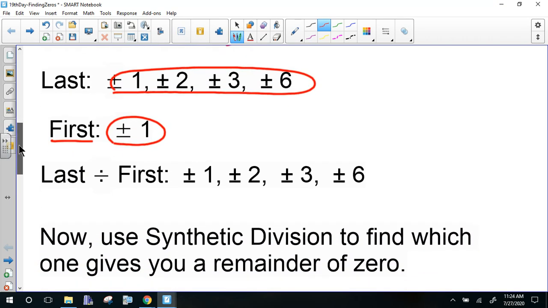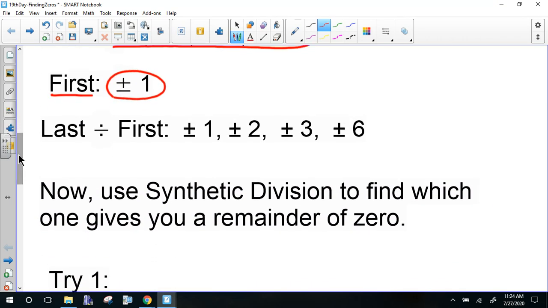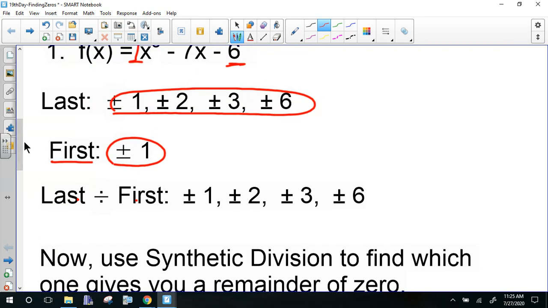To find all the possible rational zeros, I have to divide the last by the first. So all these numbers up here get divided by all these numbers down here. So 1 divided by 1, 2 divided by 1, 3 divided by 1, 6 divided by 1. So there's all my possible zeros. There's 8 of them.